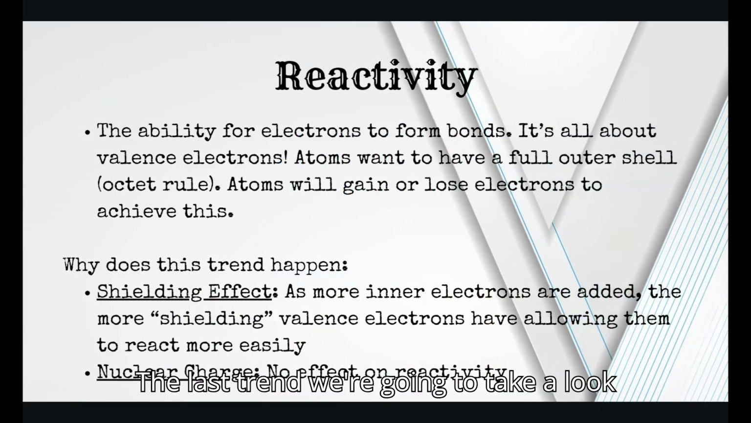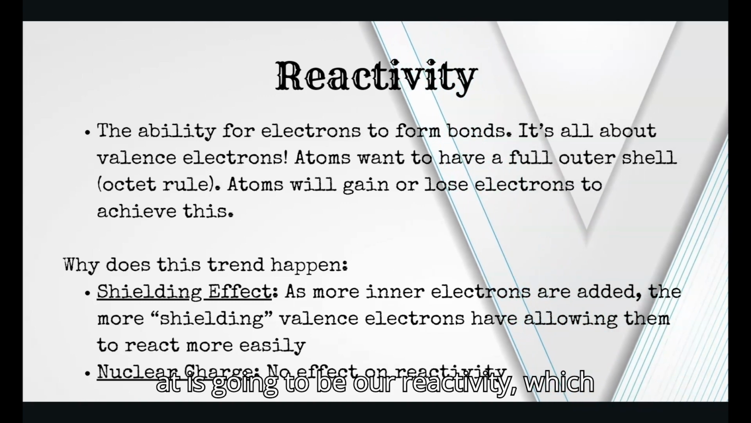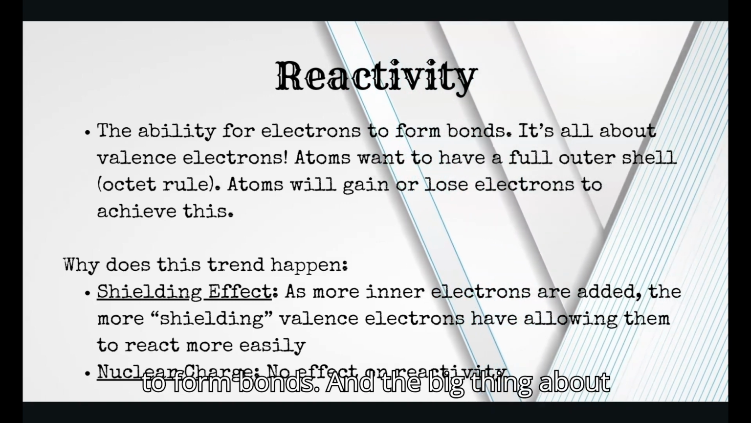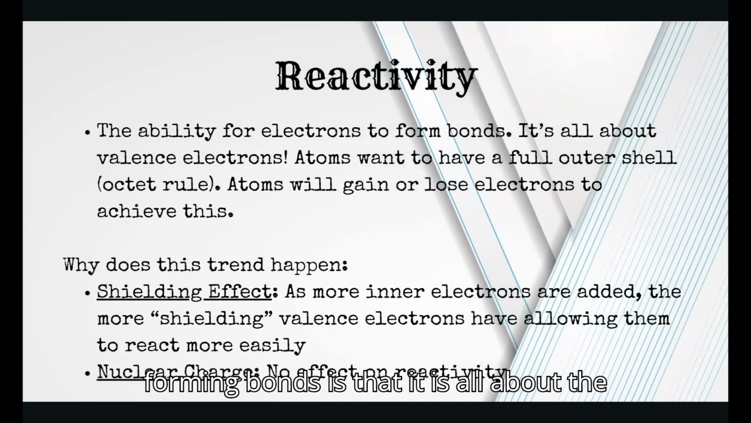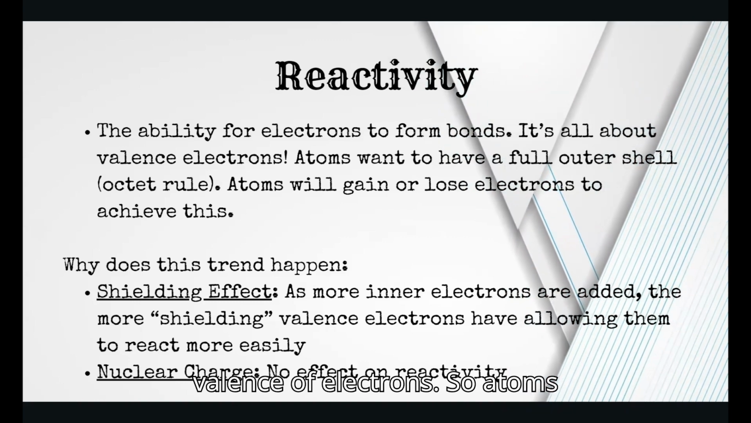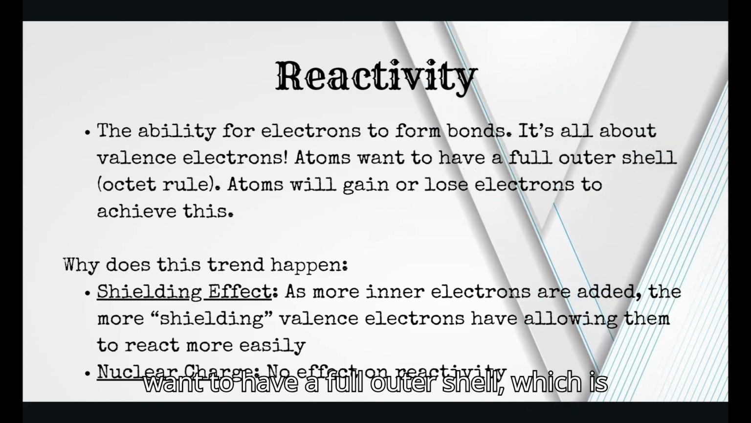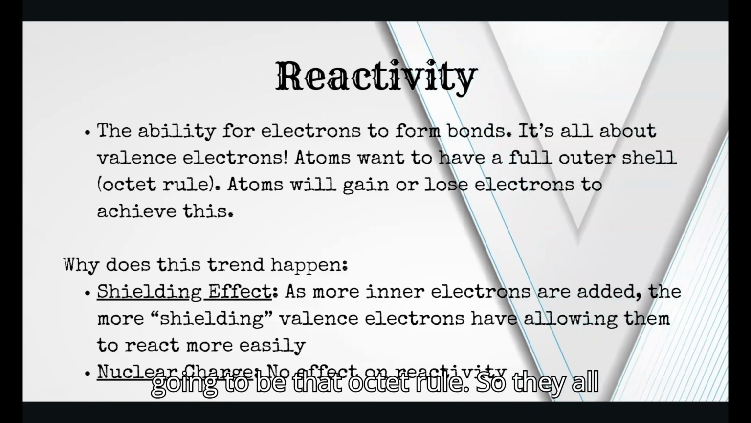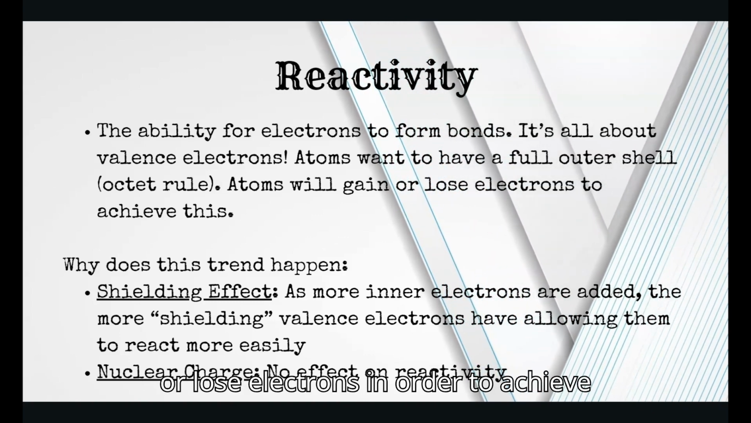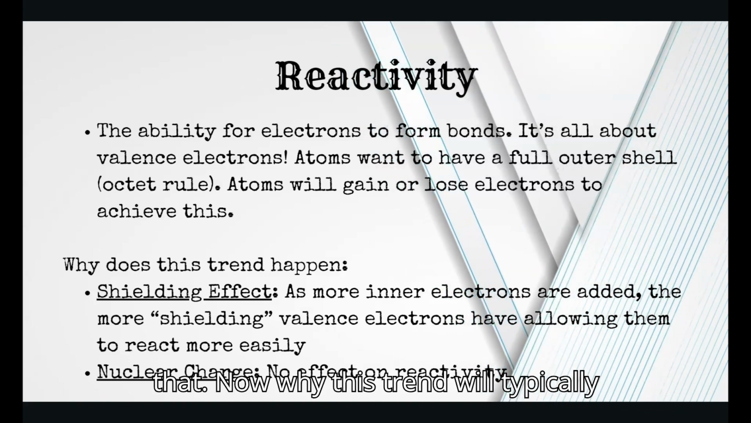The last trend we're going to take a look at is reactivity, which is the ability for atoms to form bonds. The big thing about forming bonds is that it is all about the valence electrons. Atoms want to have a full outer shell, which is the octet rule. So they all want to get to 8, and our atoms will gain or lose electrons in order to achieve that.